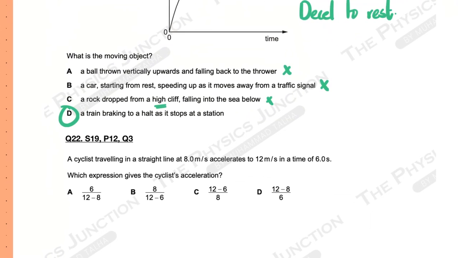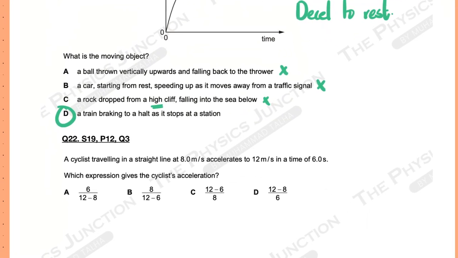A cyclist traveling in a straight line at 8 meters per second accelerates to 12 meters per second in a time of 6 seconds. Which expression gives the cyclist acceleration? So A equals V minus U over T. Final velocity is 12, starts out from 8. All this happens in a time of 6. So that's D. Pretty easy.